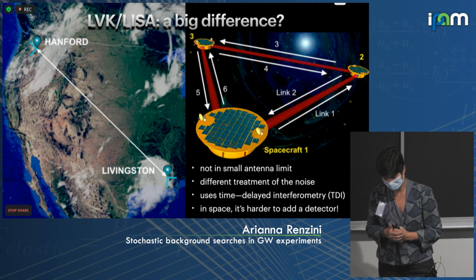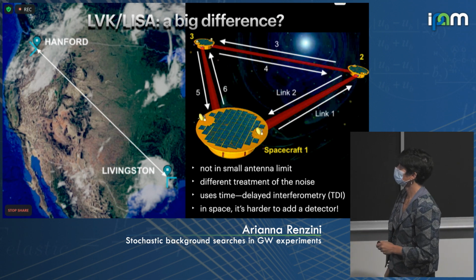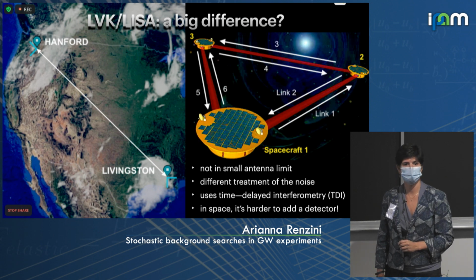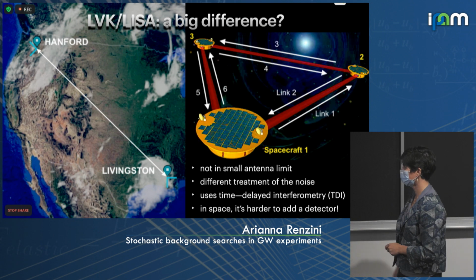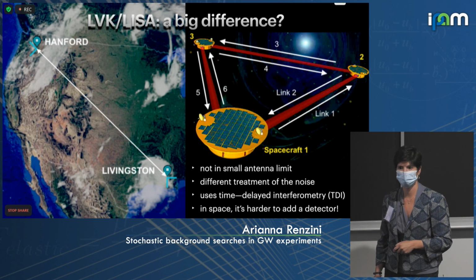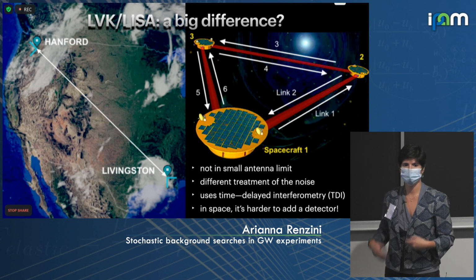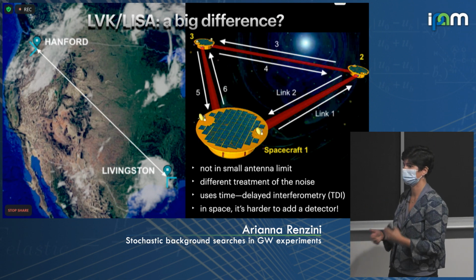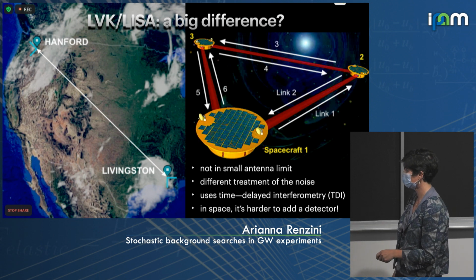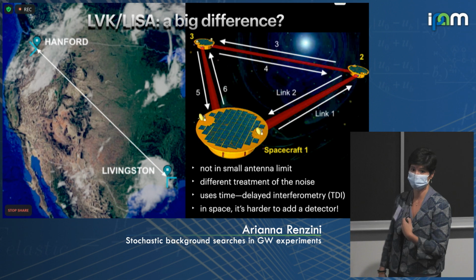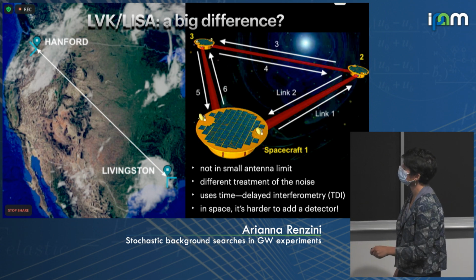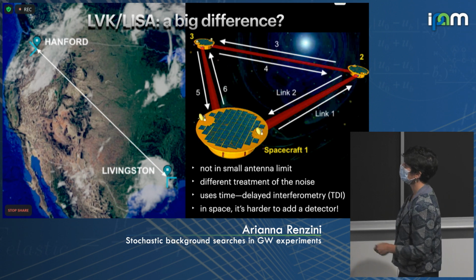Finally, let me talk a little bit about LISA. I hopefully have convinced you somewhat that LISA is a very different challenge compared to the ground-based detectors, specifically in the stochastic framework, because we're not in the small antenna limit. It's also just one detector. So we're mostly making measurements with the autocorrelations, which brings with it a whole new bag of issues to do with how we're going to deal with the noise in the detector. And the way that the measurement is constructed itself is completely different.